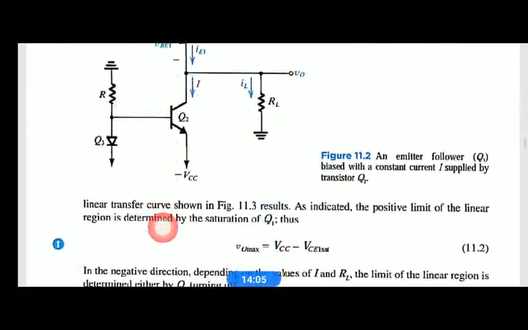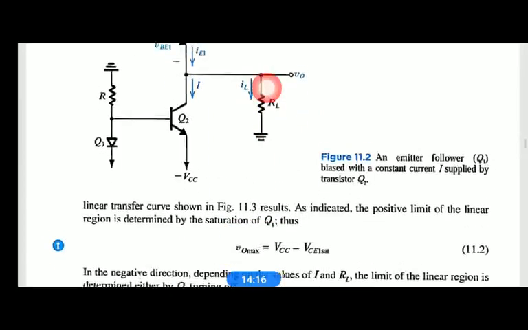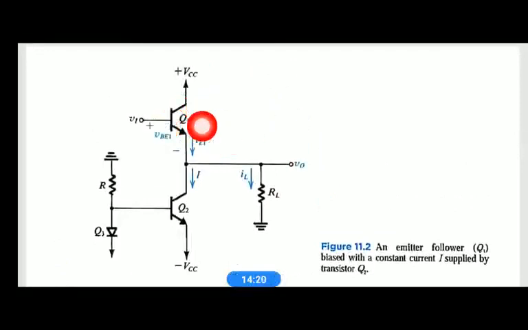We can also observe here the output which we are getting. The maximum output is VCC minus VCE sat, meaning the drop of voltage across Q1 between collector and emitter, and VCC is the maximum output voltage you will get.